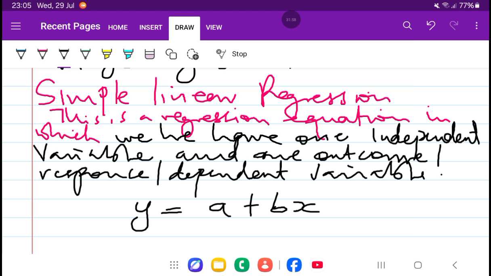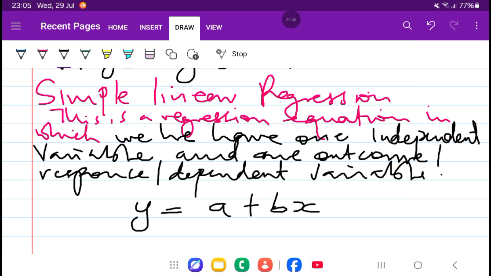Then the multiple linear regression is the one where we have multiple independent variables and one outcome or dependent variable. So we have said the dependent variable is our y value. Then the x value is the independent variable.